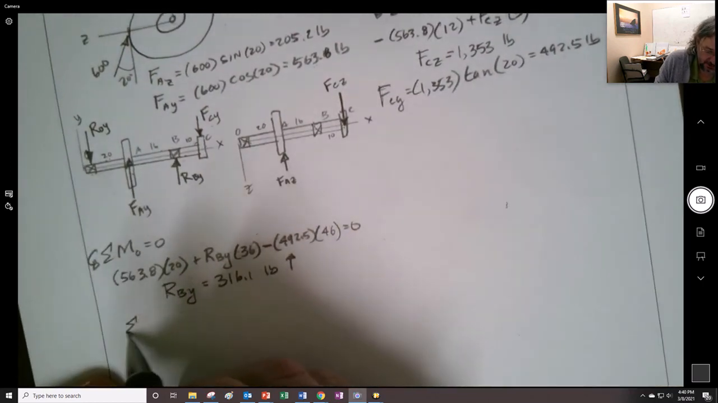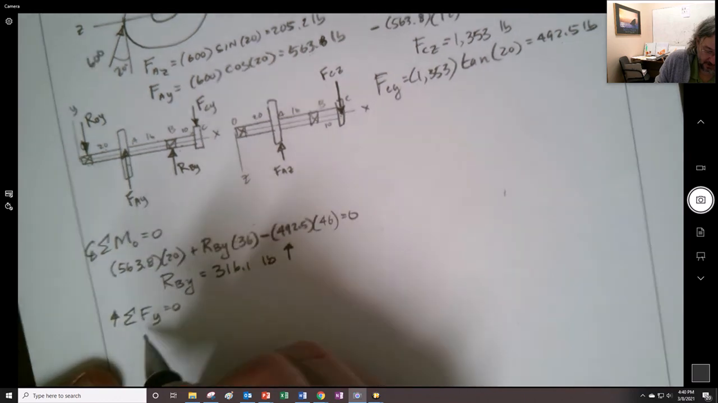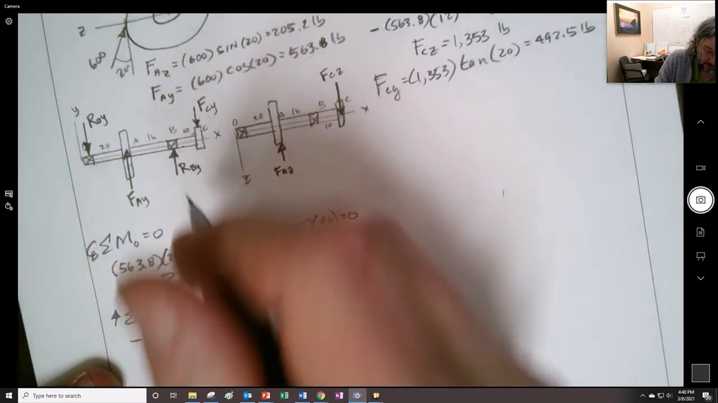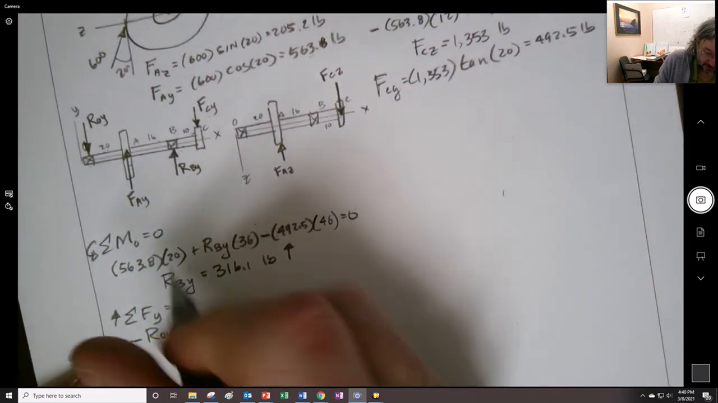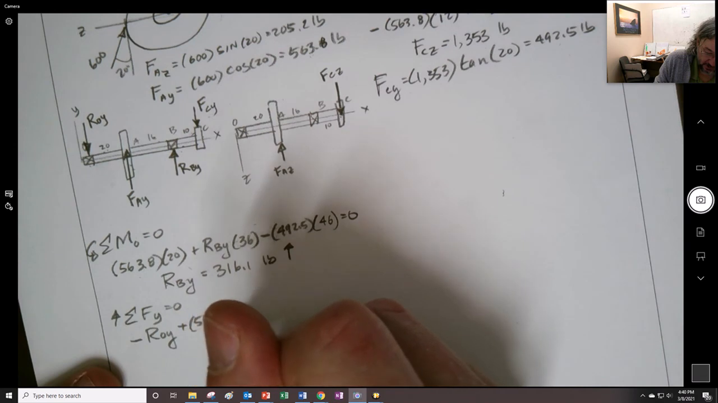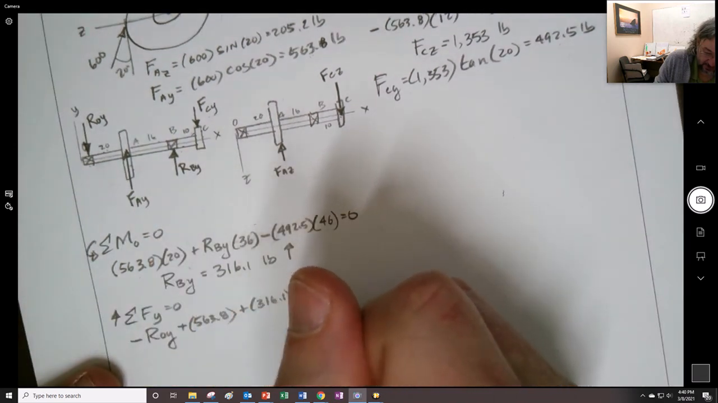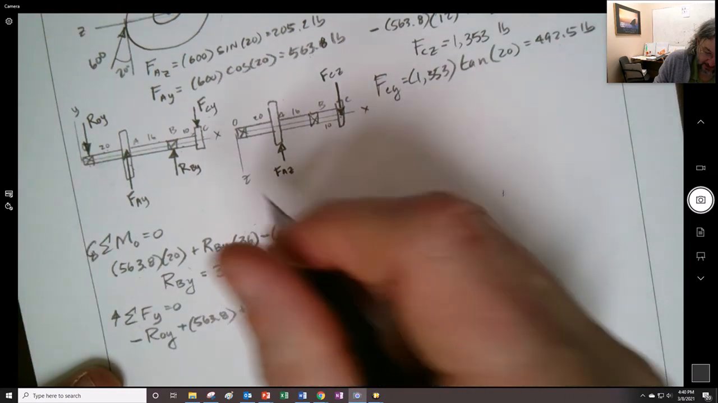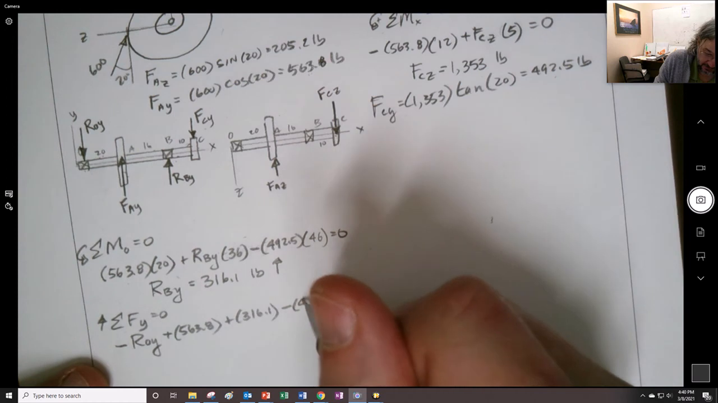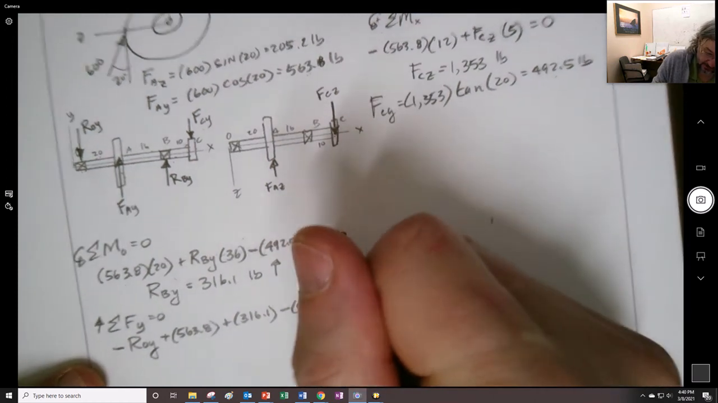And now if I do the sum of the forces in the y direction, and I picked negative ROY, so I drew it negative, so I'm going to keep it that way. And it's going to be going up my 563.8. It's going to be going up my 316.1, and then it's going to be going down my 492.5. I didn't write it out all the way.